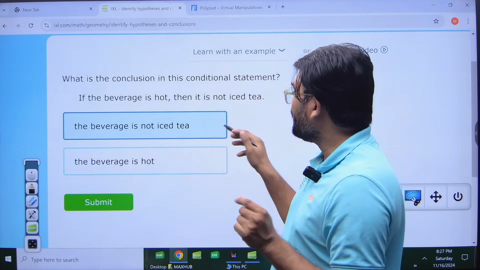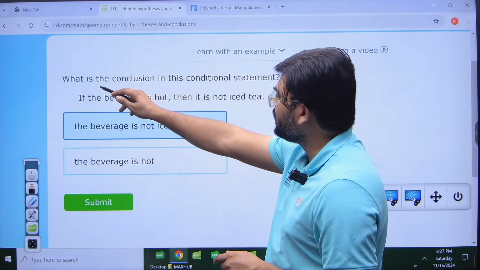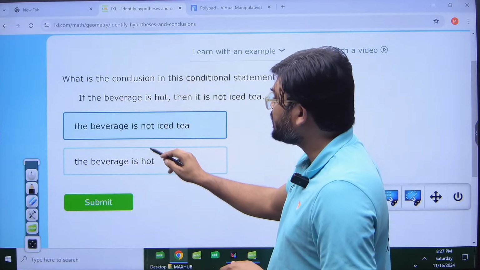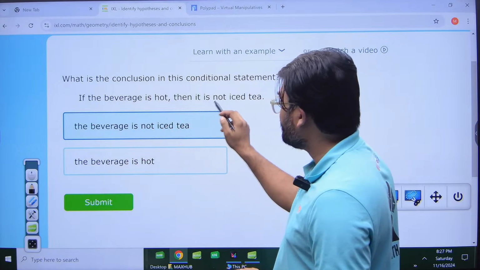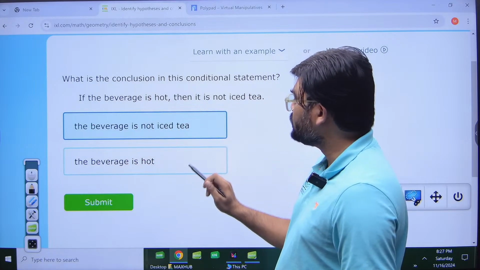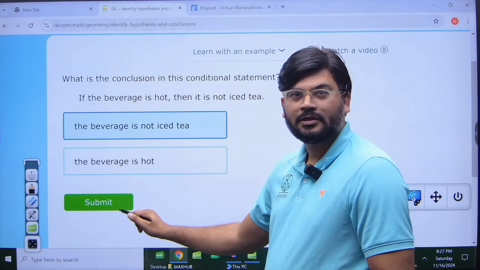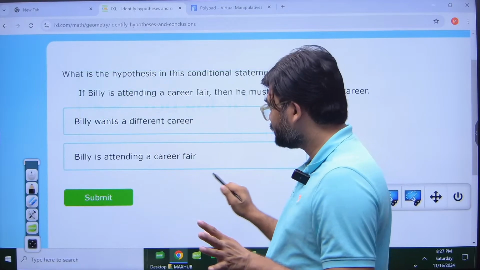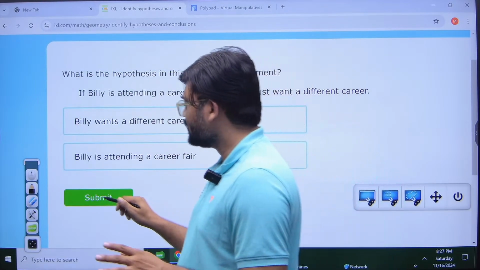So what is the condition? What is the conclusion? The conclusion is the beverage is not iced tea because the beverage is hot. So it is not iced tea. This is the conclusion. Are you getting it? Yes, sir. Good. I thought I may be wrong.